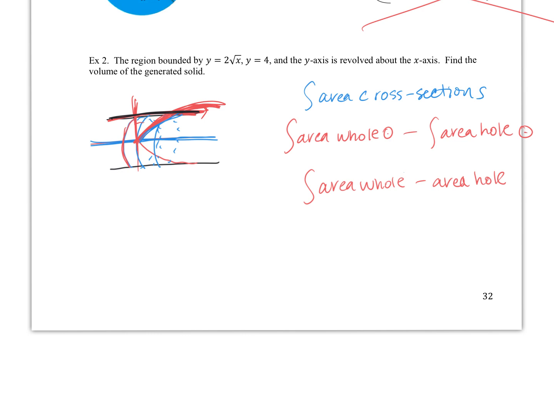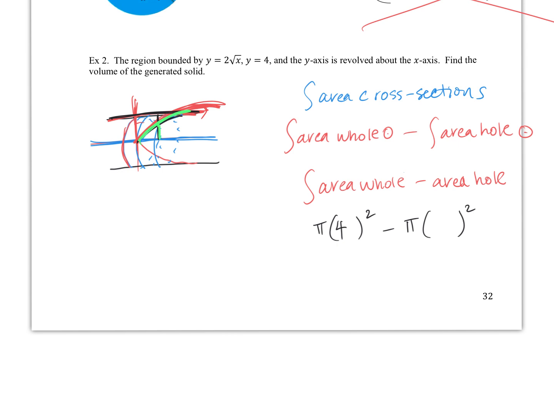Yep. So the area of the whole is going to be, I'm not going to worry about my bounds yet, pi times what squared? 4 squared. Yeah, 4 squared. Minus 2 root x squared. Minus pi r squared. What is my HOLE going to have? My HOLE, I'm going to put it in green, is my lower function.